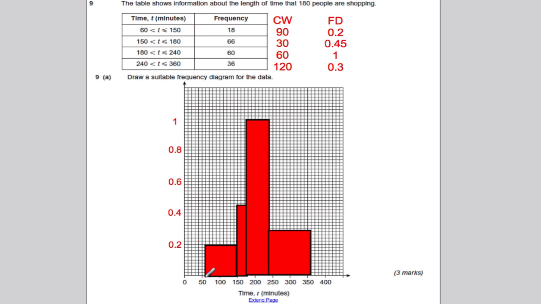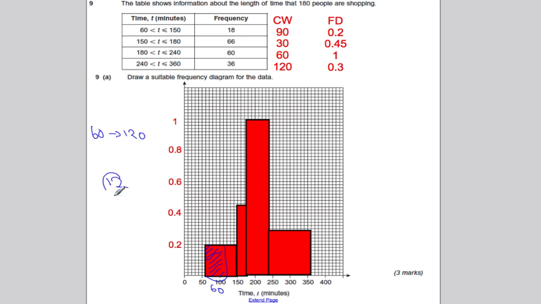So how much of this class width do I actually need? I only needed to go from 60 up as far as 120 minutes. It goes from 60 up to 150. So I only want a class width of 60 here and not 90. Class width is going to be 60, and the frequency density we know is 0.2. So I want to know how many people are actually in here by working out the area of the bar. So doing 60 multiplied by 0.2, we get 12.